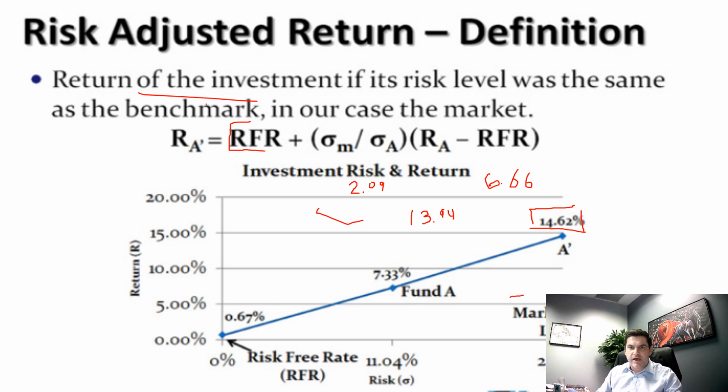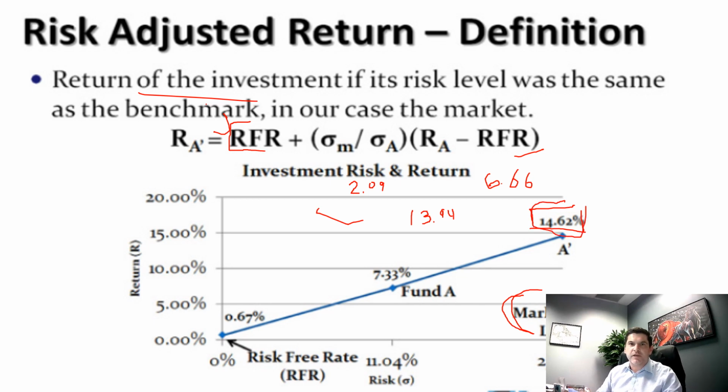So let's just say that market or index that we're comparing it to has a return of 13%. And of course, we know we have a standard deviation of 23.11. Well, then we know that Fund A may be a better investment opportunity because our risk-adjusted return is higher than that of the fund that we're comparing it to at 14.62.